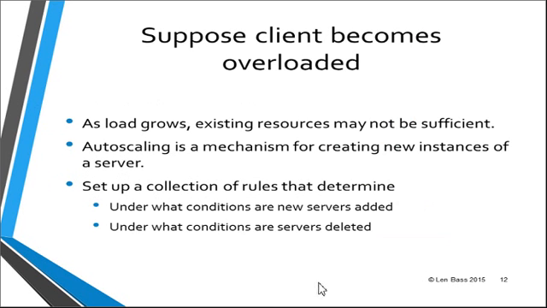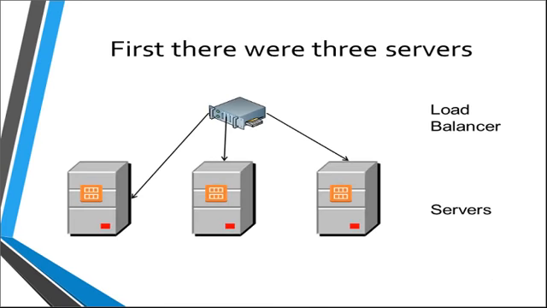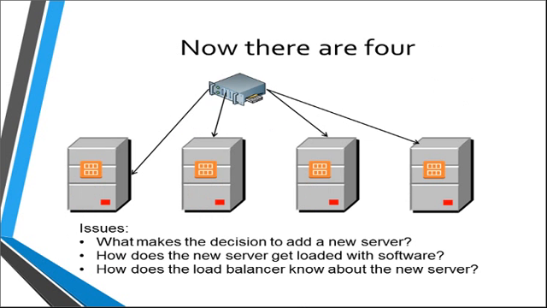Now, as the load grows, the servers may become overloaded. So now we're back in the case where we need to allocate multiple servers, and auto-scaling is a mechanism for creating new instances. And this is based on a set of rules and on a monitor. So if you start with 3 servers, then they get overloaded, and now we have 4, and this raises 3 issues. What makes the decision to add a new server? How does the new server get loaded with software? And how does the load balancer know about the new server?